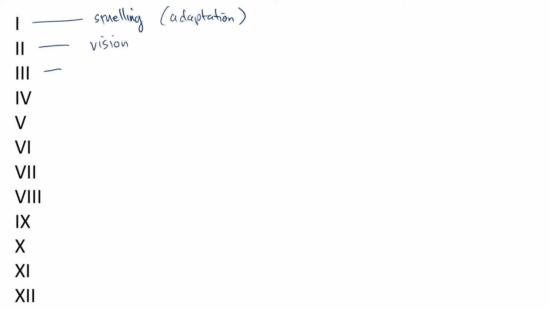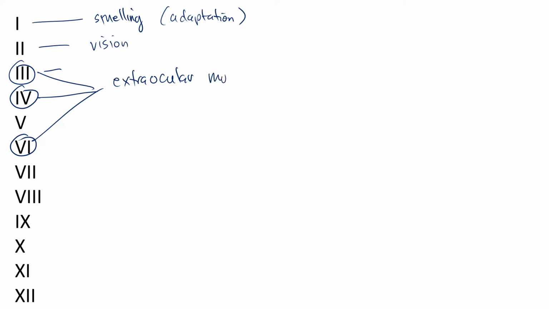Okay. Now, number three, we're going to talk about this more. Three, four, and six. We are going to talk about them because these are responsible for your extraocular muscles. Now, these are muscles around the eye, and these are actually very, very important.